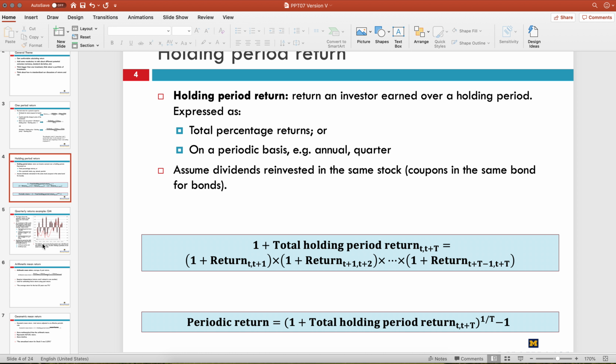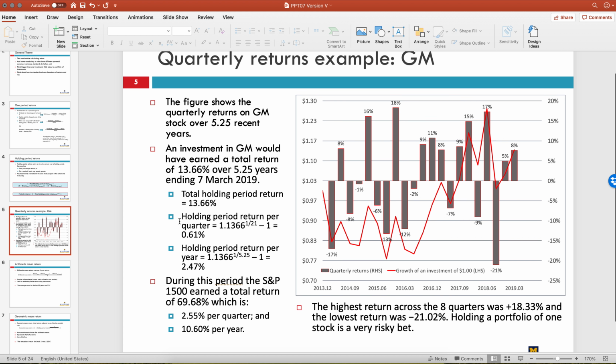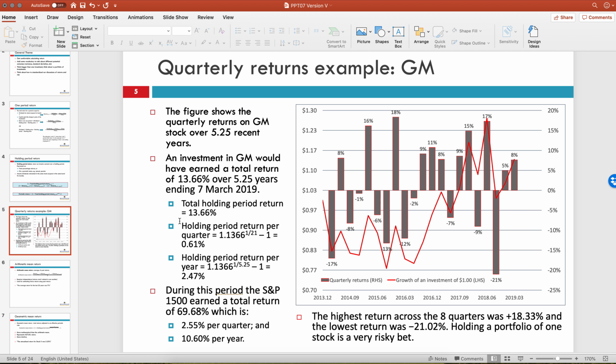Return and the periodic return, let's look at a few of these other things. The idea here is from Professor Hall's slides. GM made some moves over the time period, and we have some quarterly returns based on those price moves, and therefore we can calculate the total holding period return, the per quarter period return, and also the per year return. And this happens all the time for a variety of stocks.